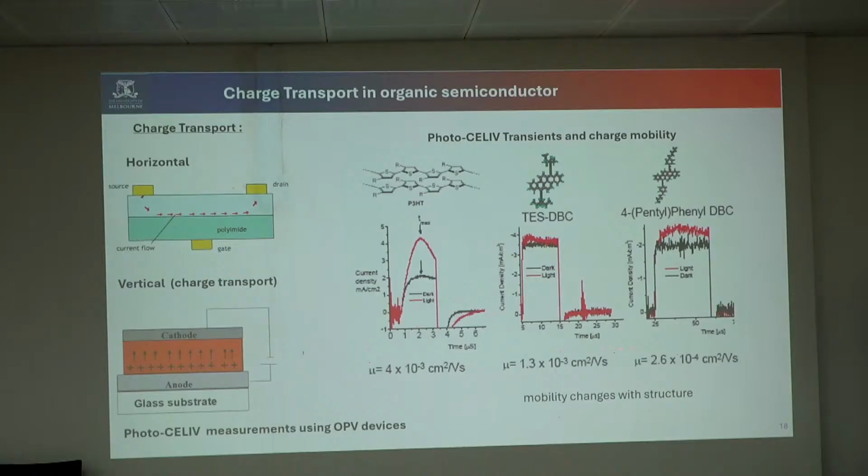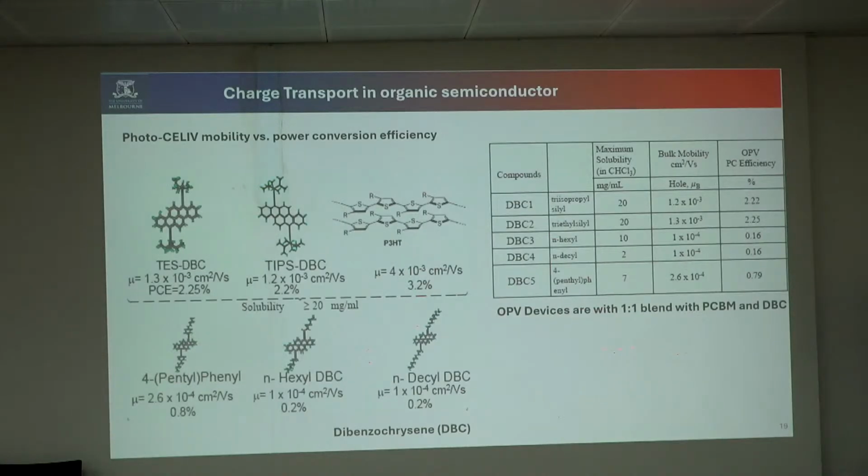Next, I'm comparing this mobility with the performance. Suppose for these three materials the mobility is low, and the performance is also low: the highest is only 3.2%, while TBC gives only 2.2 and this one 2.25. People compare performance with mobility because once the charges get separated, how mobile they are determines how fast they reach the external electrode.